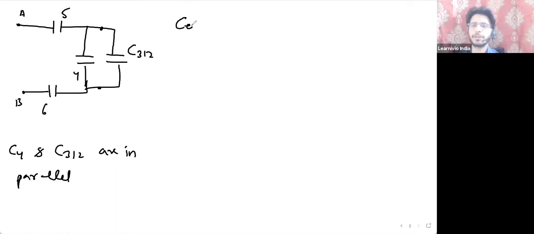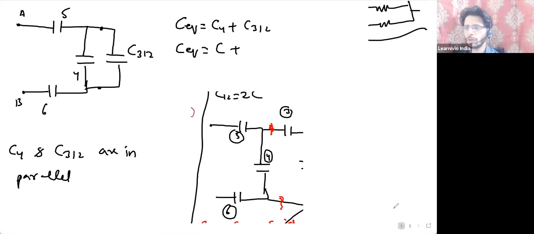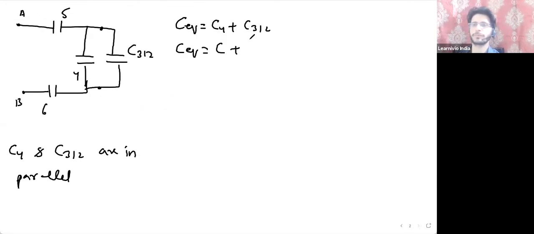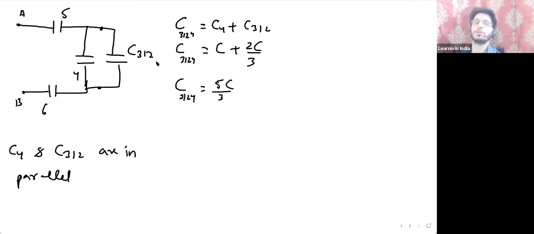So I can say that the equivalent capacitance is C4 plus C312. How much is C4? That's C. How much is C312? C312 is 2C by 3. So you can write that it is 5C by 3. It's not yet the final C equivalent. More combinations remain. So this is C3124. In the last step, I can remove both and add a single capacitor.